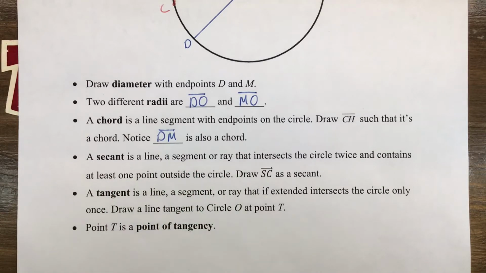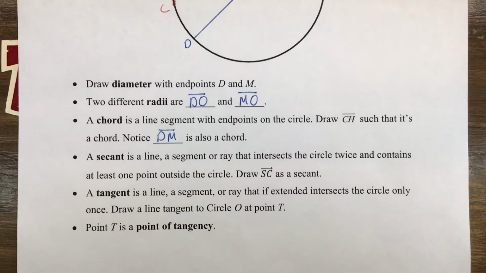So it comes in many forms here. A chord was just a line segment. A secant is a line, it could be a segment, or it could be a ray that intersects the circle twice and contains at least 1 point outside the circle. What we're going to end up doing is drawing ray SC. It will have to intersect the circle twice, and it will also need to go outside the circle.